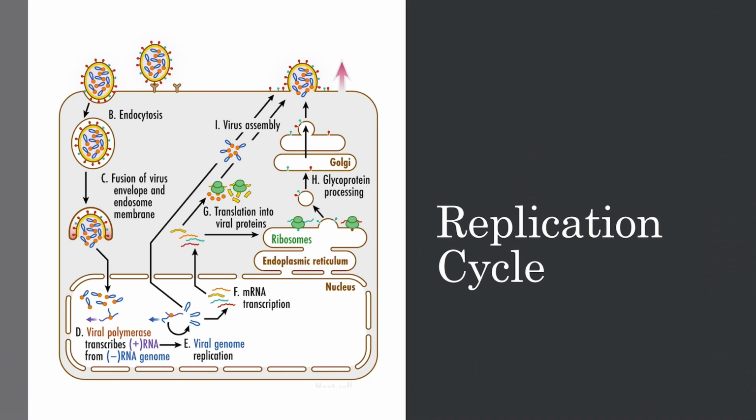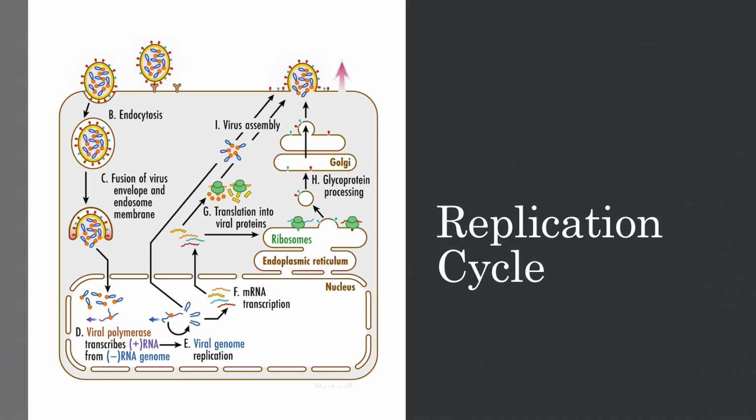That's shown in C. The viral genome enters the cell's nucleus, where the viral polymerase transcribes the virus's negative RNA genome segments into complementary positive RNA templates. That's shown in D. These templates are used to make copies of all the virus's negative RNA genome segments, which is shown in E. Replication.